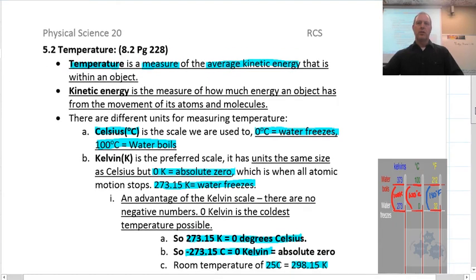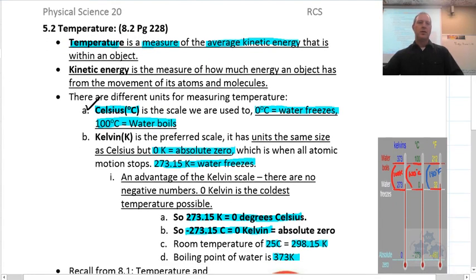We talked about temperature. Please know the similarities and the differences between the Celsius and Kelvin temperature scales. Kelvin starts at absolute 0. That's the big thing about Kelvin. There's no negatives in the Kelvin scale. And the size of each Kelvin and each Celsius degree are the exact same. So a 1 Kelvin change is the same as a 1 degree Celsius change.